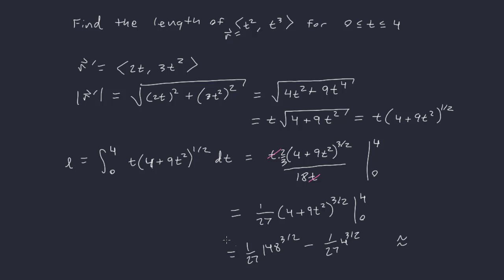And I want to apologize. I just realized I had these reversed. A bit of a mix up on my part. You plug in the 4 first. So I'm sorry about that. It should be 1/27 times 148 to the 3/2 minus this 8/27. When you calculate that in your calculator, I ended up getting about 66.39, depending on how I rounded. All right, there we go. There's another example of this.